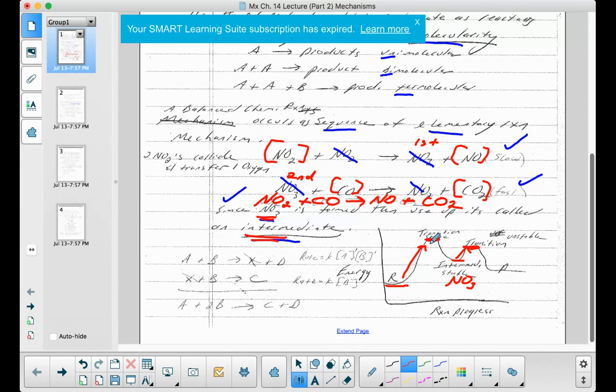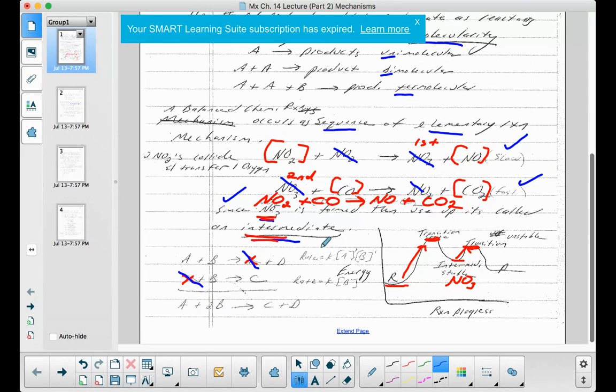So the height of the peak for each step in the mechanism will tell you something about the rate of that reaction. Then over here, I just did another quick little example where you get this intermediate forming. So let's say A plus B leads to X plus D. Then I take that X and I react it with some more B and I get C. So what happens here is that that intermediate crosses out, is not part of my final equation. So I have A plus 2B goes to C plus D.